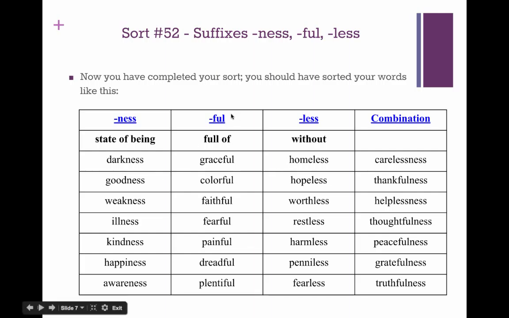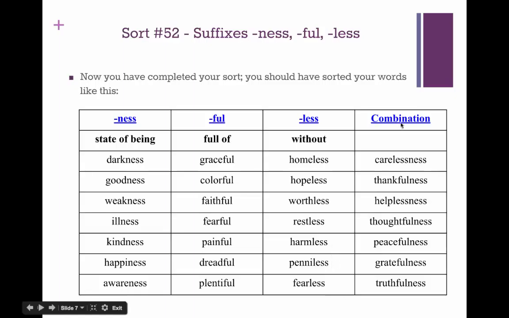All right, the next column is full. And remember, pay attention to that spelling. One L when it's added to a word as a suffix. It means full of. So you have graceful, colorful, faithful, fearful, painful, dreadful, plentiful. And then our third category is less. That means without. You have homeless, hopeless, worthless, restless, harmless, penniless, and fearless.